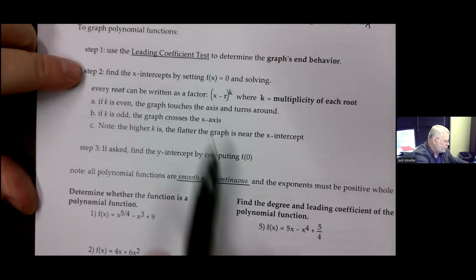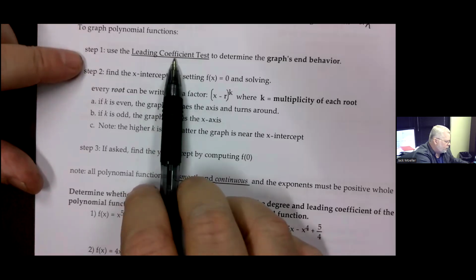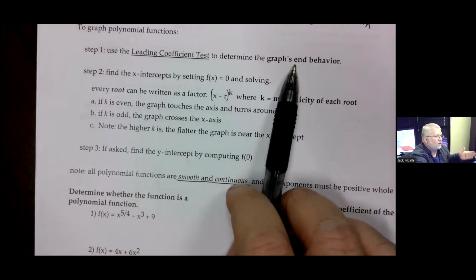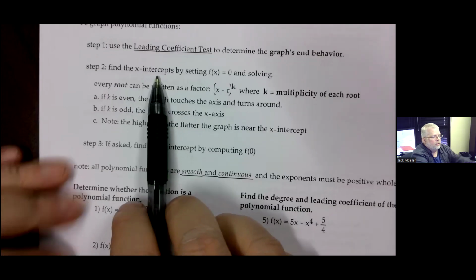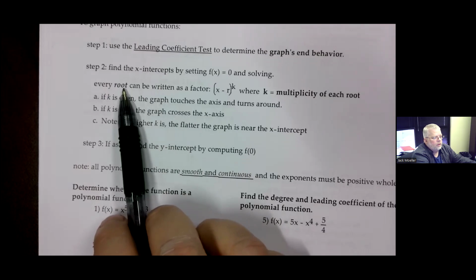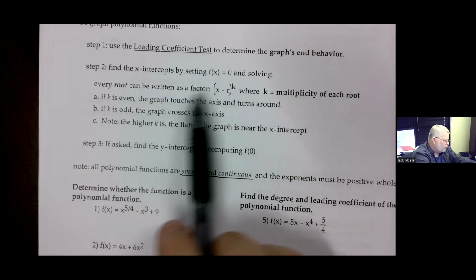So I talked about this already. To graph a polynomial, we are going to do something called the leading coefficient test. That'll tell us the end behavior, what's happening on the left and the right of the graph. And then we're going to do a lot of work with the x-intercepts. X-intercepts are also called roots. We're going to talk about the multiplicity of each root.